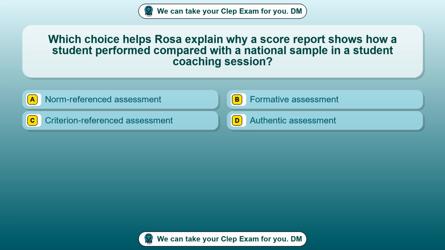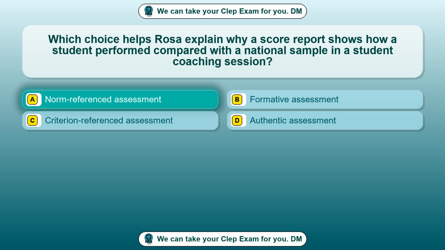Question 55. Which choice helps Rosa explain why a score report shows how a student performed compared with a national sample in a student coaching session? Option A, norm referenced assessment. Option B, formative assessment. Option C, criterion referenced assessment. Option D, authentic assessment. The correct answer is option A.